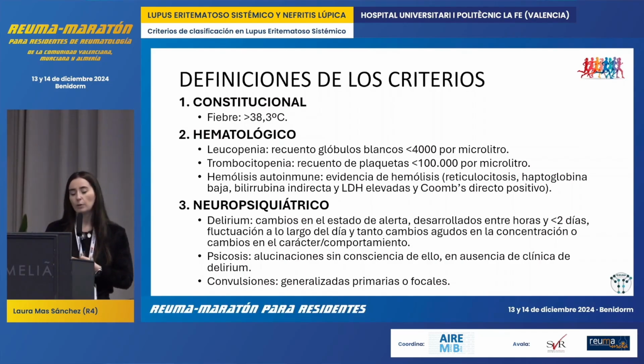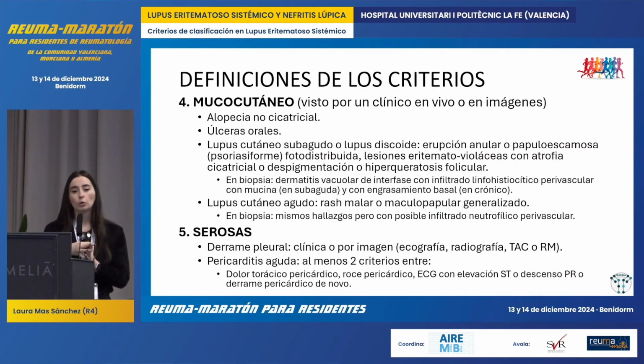Regarding neuropsychiatric lupus, in order of severity, there is delirium, psychosis, and seizures, each with their respective definitions. As for mucocutaneous involvement, it was established that it could be considered valid whether observed during an in-person consultation or through moderately recent images provided by the patient, and it defines what non-scarring alopecia is, oral ulcers, as well as subacute cutaneous lupus and discoid lupus as chronic and more severe manifestations, and lastly, acute cutaneous lupus.